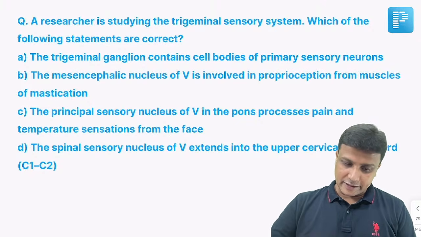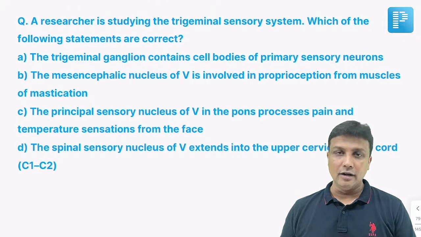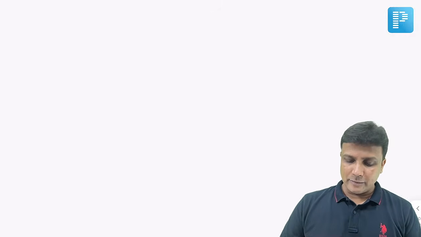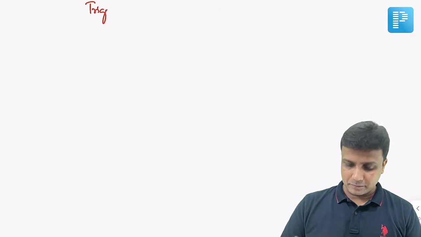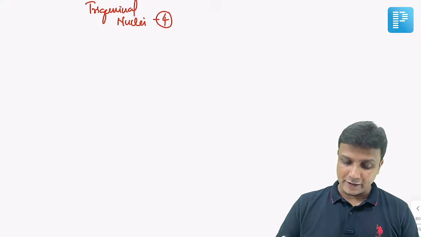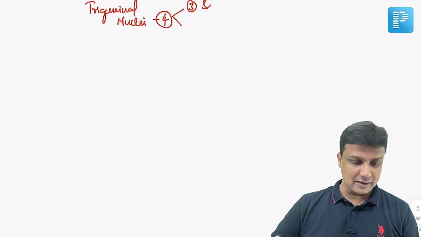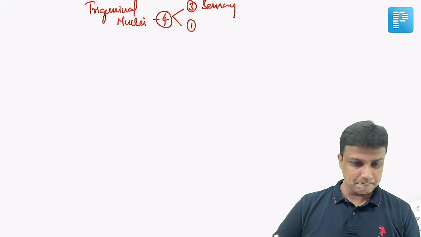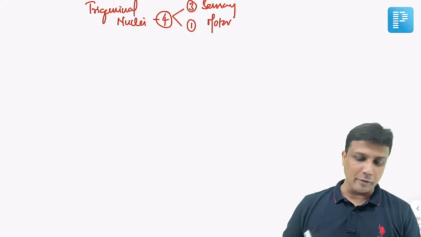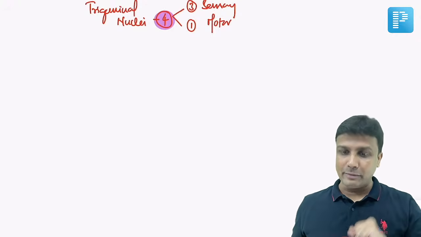A researcher is studying the trigeminal sensory system. Which of the following statements are correct for the trigeminal sensory system? Can anyone answer me here? In total, how many trigeminal nuclei do you have, sir? In total, how many trigeminal nuclei do we have? Remember, in total, there will be 4 trigeminal nuclei. And out of the 4 trigeminal nuclei, there will be 3 sensory and 1 motor. Be careful here, sir. Try to learn it properly. They're not 3, they're totally 4 there. Out of the 4 of them, 3 will be sensory and 1 will be motor.